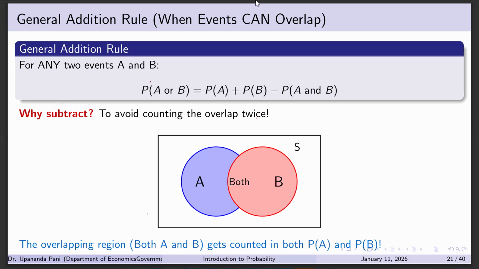Already you know that the addition rule means probability of A plus probability of B. Only when an overlap is there do you have to subtract it.